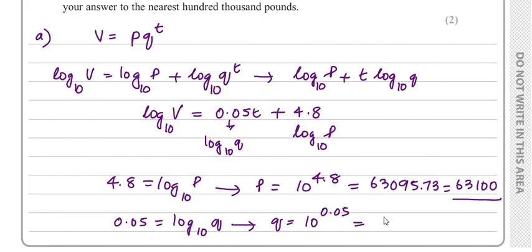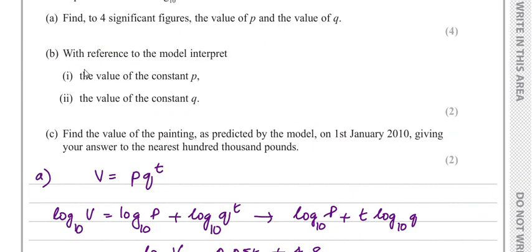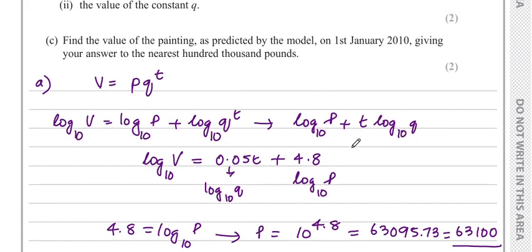That gives us 1.122. That's it. Next part of the question. With reference to the model, interpret the value of the constant P and the value of the constant Q. Okay, so here we need to write one more question each. The interpretation of the value of constant P. What does constant P mean?